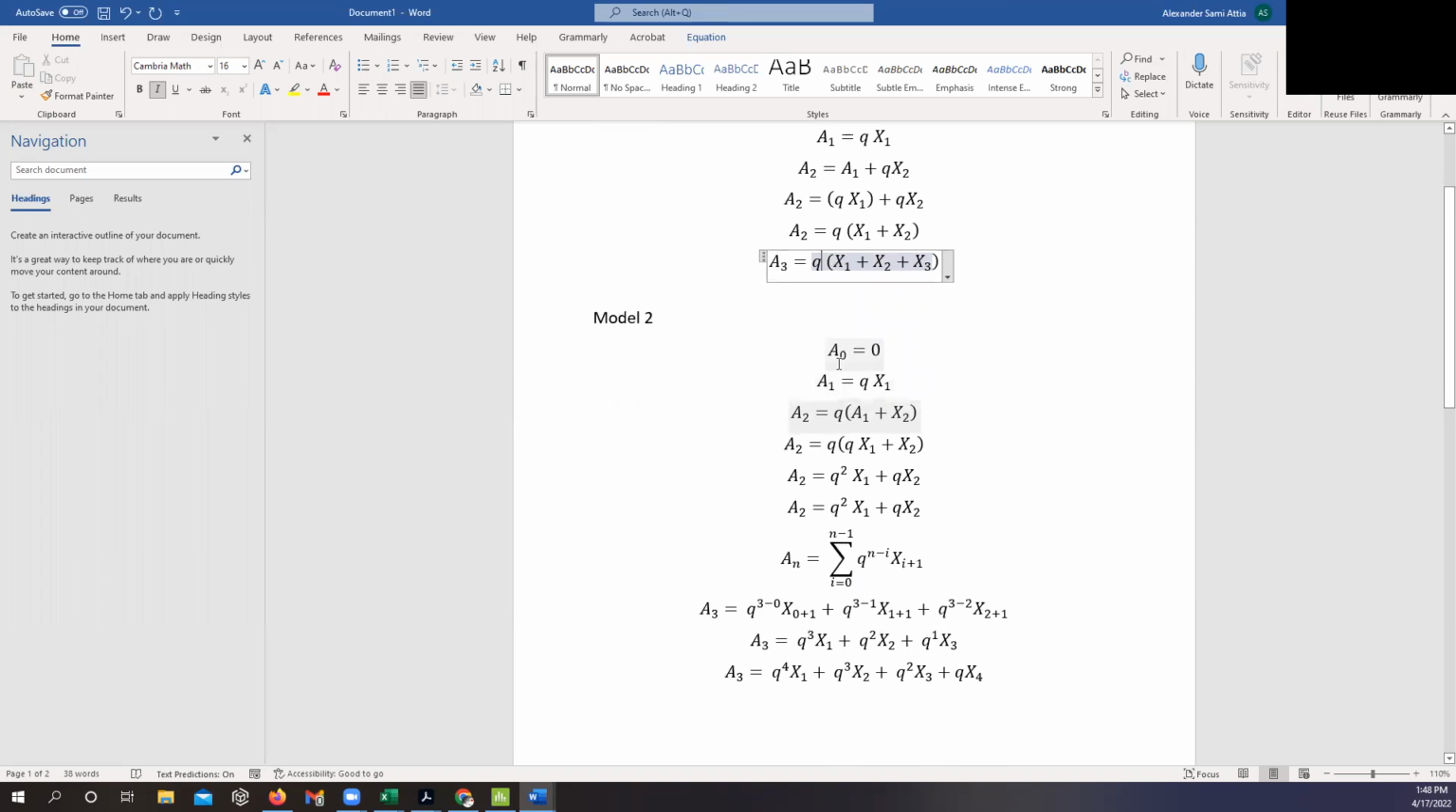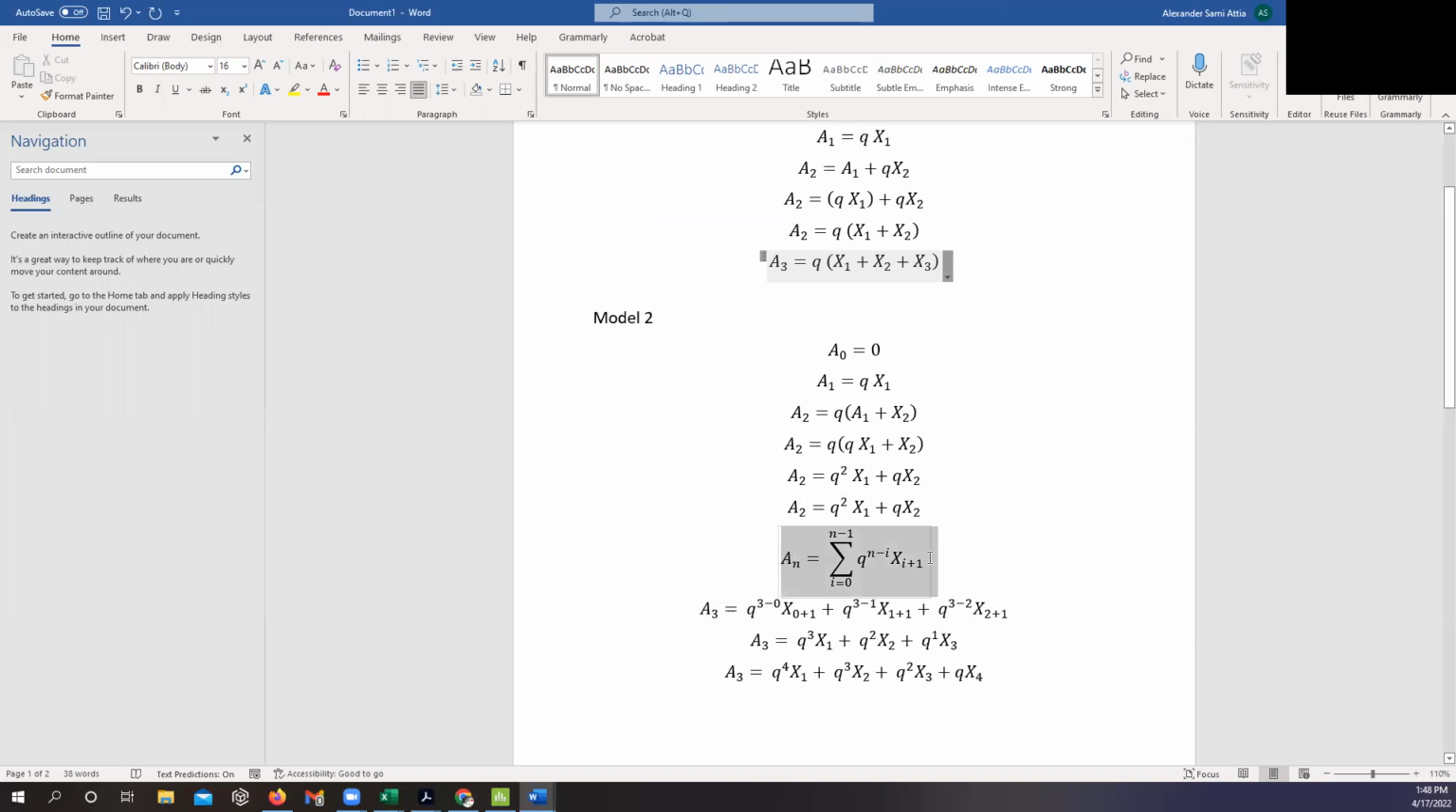Now, when I go to model 2, we said the first two equations are the same. A2 equals Q times A1 plus X2. If I substitute A1, which is QX1, here, I end up having Q squared X1 plus QX2. Now, X1 gets a double effect from Q. Kind of like the hoodie. It was washed twice, but the sweater was washed once, right?